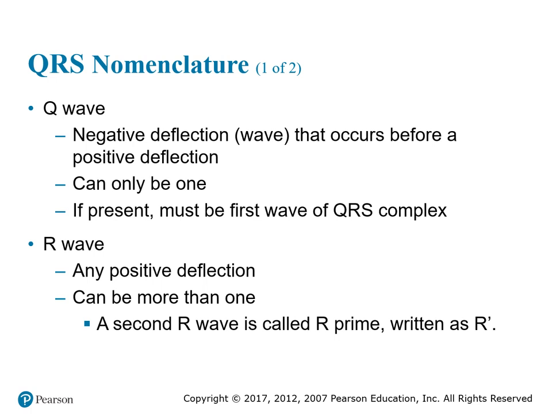We did talk about, yes, on Wednesday, QRS nomenclature, where your Q wave will have a negative deflection that occurs before a positive deflection, and it can only be one. If present, it must be the first wave of the QRS complex because it is alphabetically correct. It's PQRST. Your R wave is any positive deflective wave, and it can be more than one because you can have an R and you can have an R prime. So when you're labeling your waves, if you have one R, the other R must be written as R prime, or R with a comma after it.